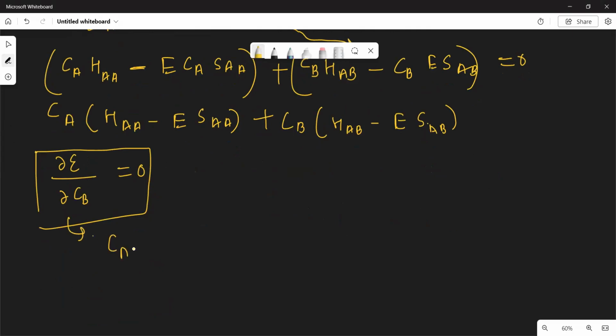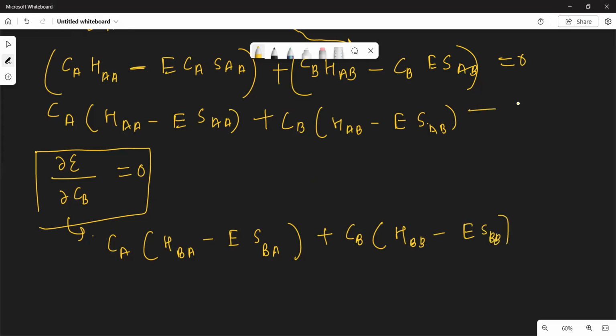You will get CA times HBA minus ESBA, and plus CB, the coefficient of CB will be HBB minus ESBB. Okay, so this is the third equation, and this is the fourth equation that you will get after differentiating E with respect to CB.